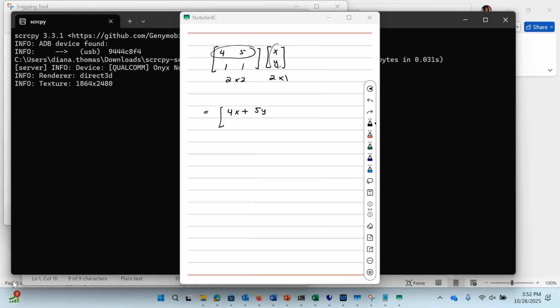The next row is 1 and 1. That's this guy over here. And I dot product with the x, y again. 1 times x plus 1 times y. So that's where that came from. That's where you get that. Does that make sense? Anybody else have a question?